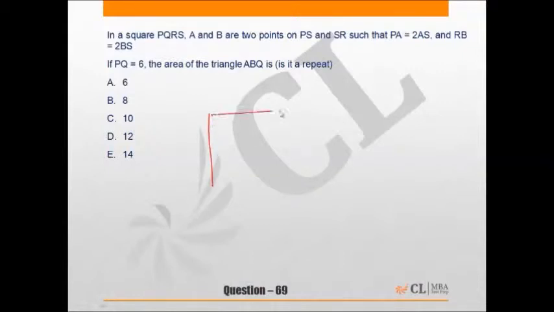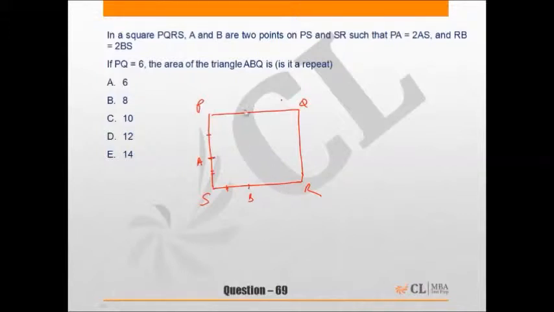Here we have a square PQRS. A and B are points on PS and SR respectively, such that PA is twice of AS, which means AS is half of PA. Similarly, SB is half of BR. It is also given that PQ is 6 units.